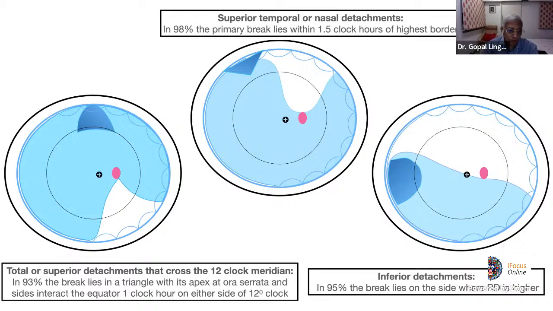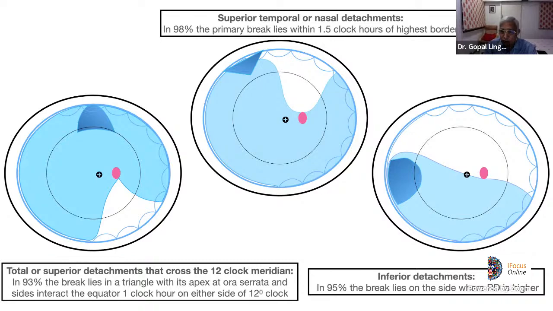In the drawing to the left, I'm showing the first rule, which is when there's total or superior detachment that crosses the 12 o'clock meridian. In 93% of the cases, the break lies in a triangle defined by the apex being at the ora serrata and the sides intersecting 1 clock hour on either side of the 12 o'clock meridian. You know, 1 clock hour is about 30 degrees. So 30 degrees on either side of the 12 o'clock meridian stretches this triangle. So the break lies within this triangle, and you spend all your energy in this area where you're likely to locate the break.